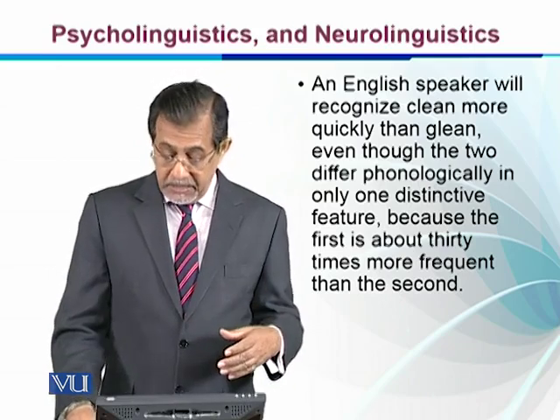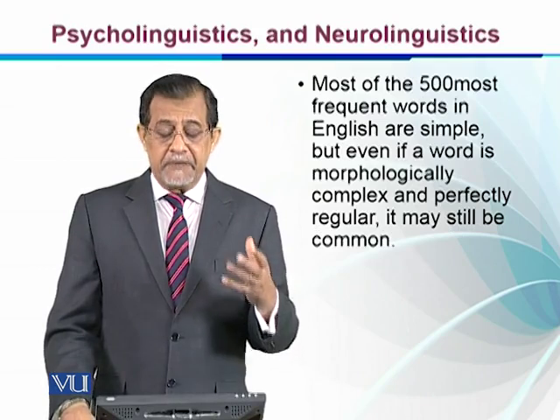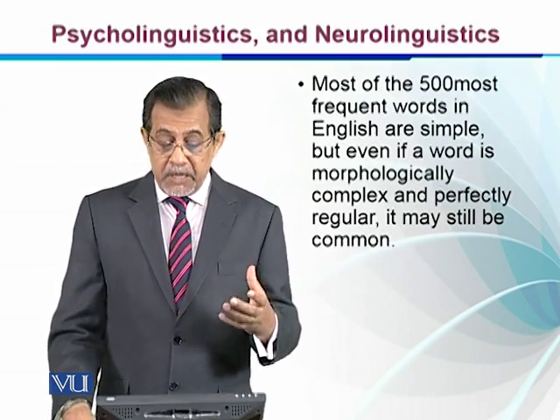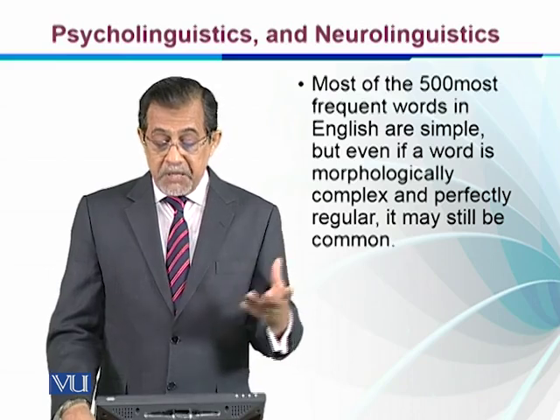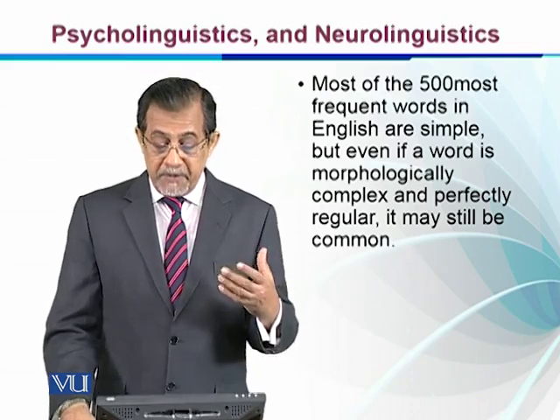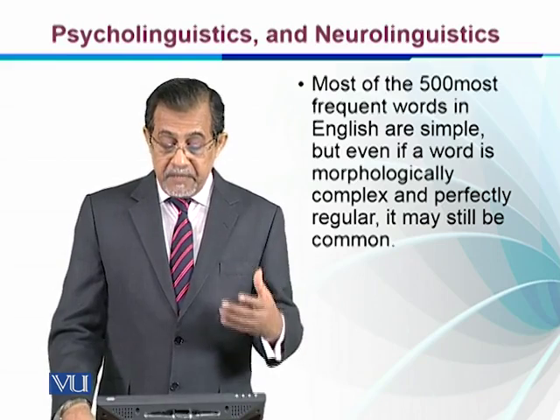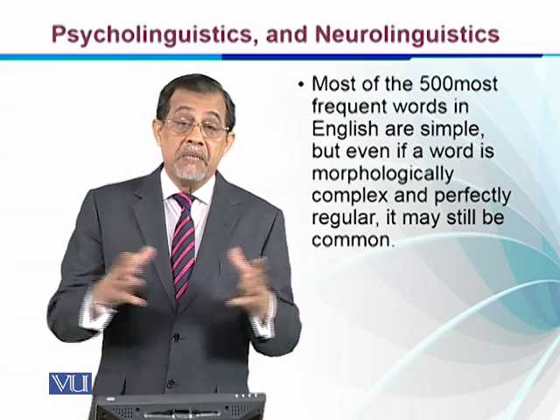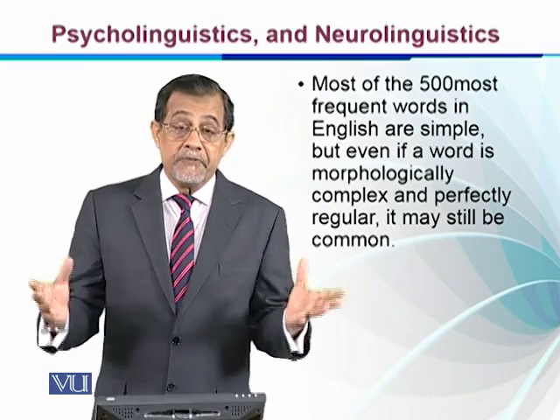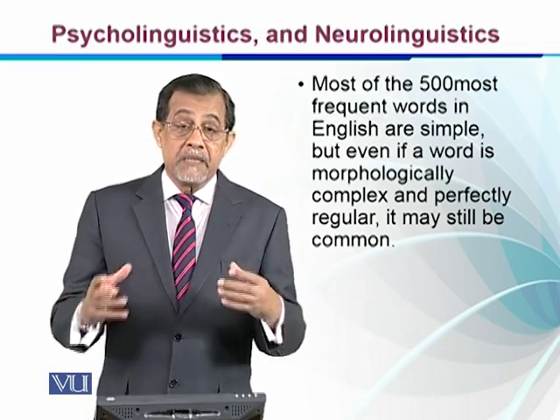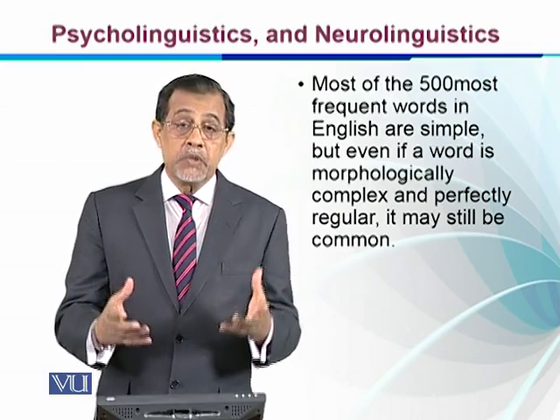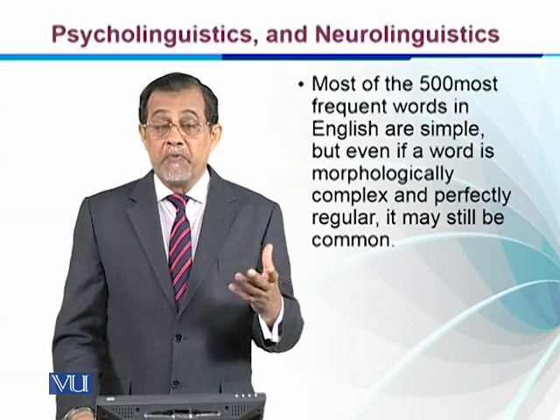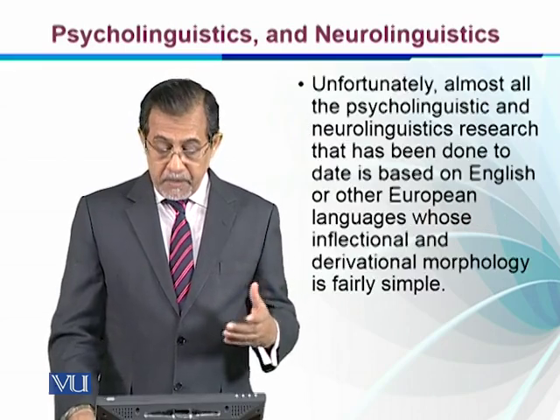Most of the 500 most frequent words in English are simple, but even if a word is morphologically complex and perfectly regular, it may also be common. For example, beautiful is a complex word, but it is very frequently used. So we cannot say that only simple words are frequent.